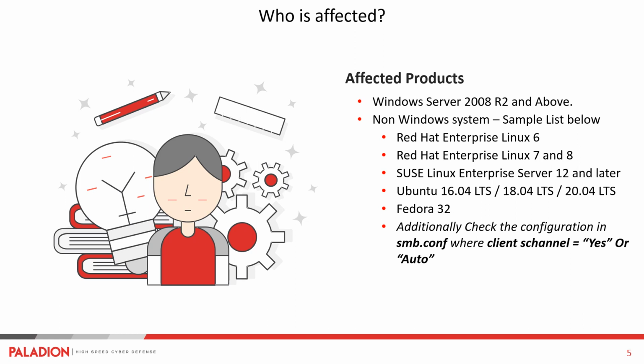The vulnerability actually exists because of the configuration within the smb.conf file. If you set the client schannel parameter to yes or auto, it will be vulnerable because it utilizes the NetLogon protocol. When you set it to yes, it's mandatory to utilize the NetLogon protocol. But if you utilize auto, it may or may not utilize the NetLogon protocol.